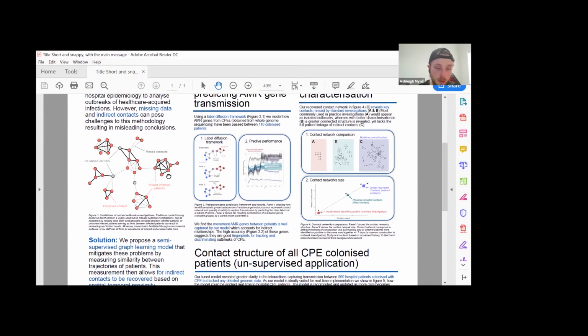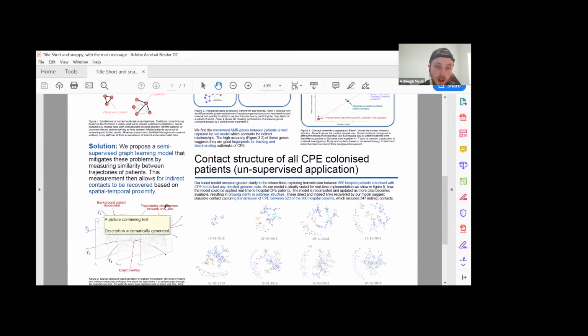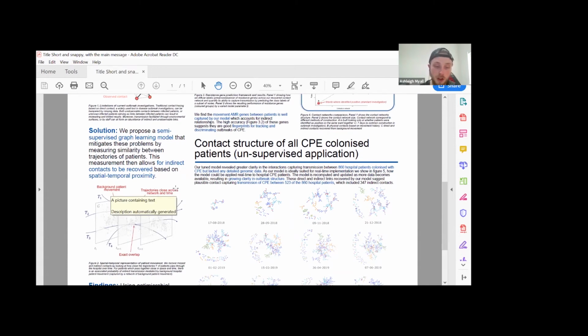So to mitigate these problems, what we did was introduce a novel contact model that borrows from semi-supervised graph learning to recover indirect contacts mediated by background hospital patient movement using a spatial temporal distance measure. Essentially then, this recovers links between patients who've had physical contact, but also those who have remained close or frequently came close during their hospital stay. The crux of this methodology being that the longer two patients coincide with the same infection in hospital, the greater the probability of transmission having occurred between them, be it direct or indirect.